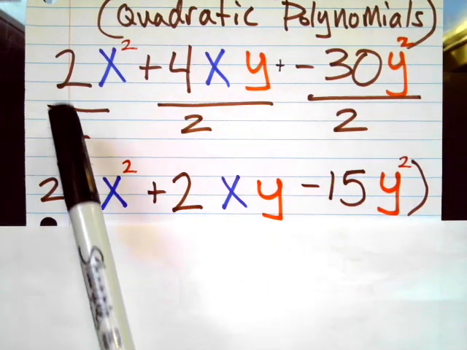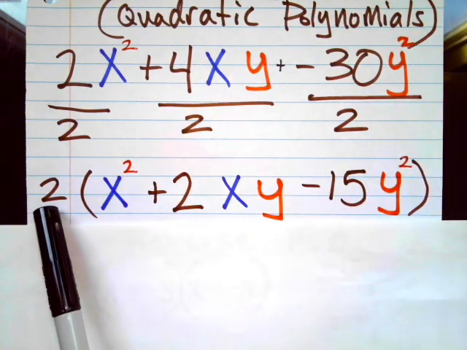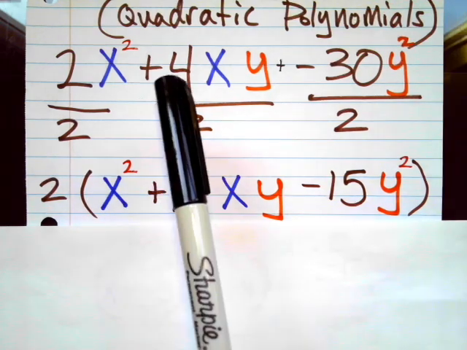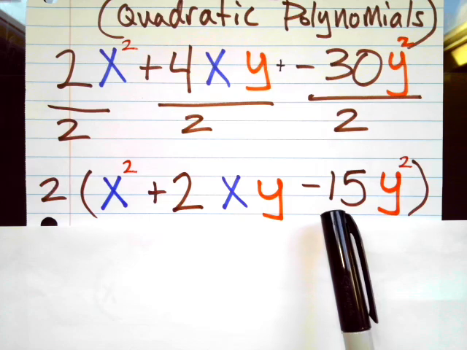But as you divide 2 into each of these terms, I'm factoring out a 2. That means 2x squared divided by 2 is x squared. 4xy divided by 2 is 2xy. Negative 30y squared divided by 2 is a negative 15y squared.